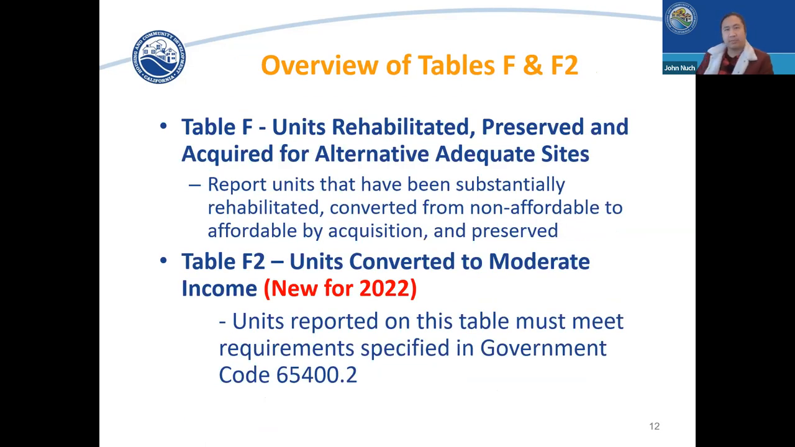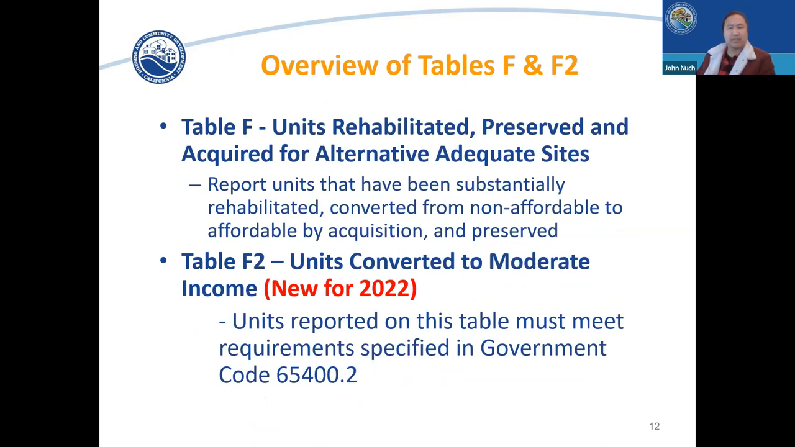Table F is for reporting units that have been rehabilitated, preserved, and acquired for alternate adequate sites. Alternate adequate sites is a provision of housing element law that allows jurisdictions to get credit for preservation activities and reduce the number of sites identified in the housing element. Table F includes two sides.